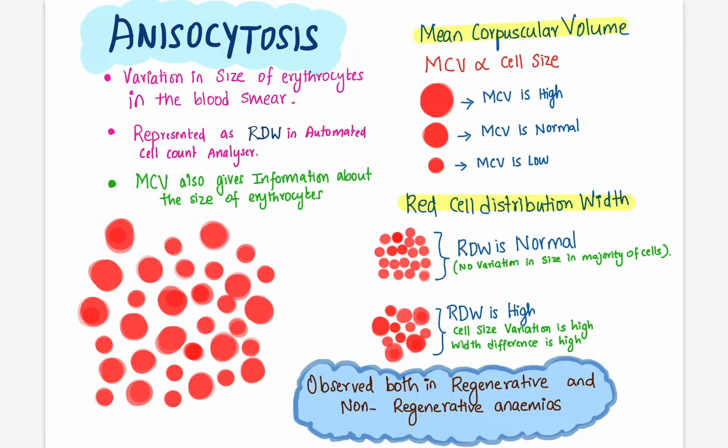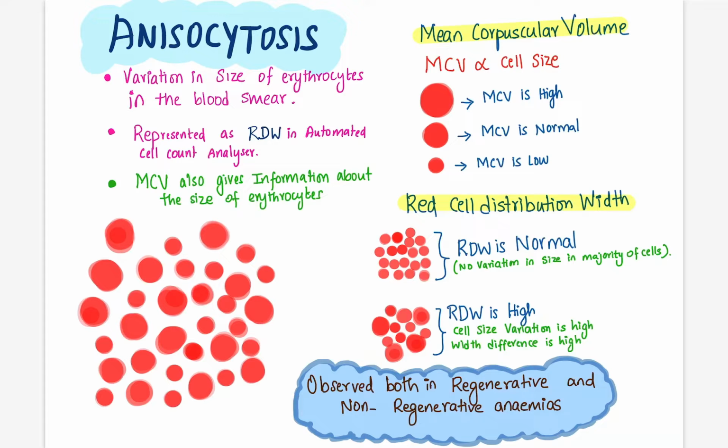Erythrocyte size abnormality is also called anisocytosis, which is variation in size of erythrocytes that you commonly see in a blood smear. It is also represented as RDW in CBC reports. RDW stands for red cell distribution width. And anisocytosis can also be estimated with the help of MCV in CBC reports.